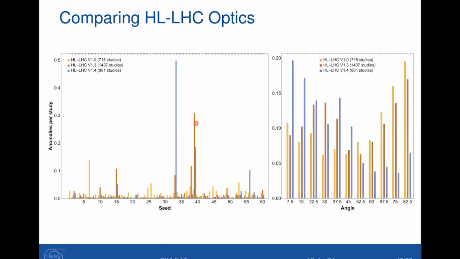We see that this 39 is actually present in the 1.3 optics, even though a bit less pronounced because it has a different one here. But this is not a big one. We can see 1.0 has an outlier seed here, but also that one is not that significant. What we also can see is that the angular dependency is opposite. 1.4 has most outliers at low angles, while 1.0, for example, has most outliers at high angles.